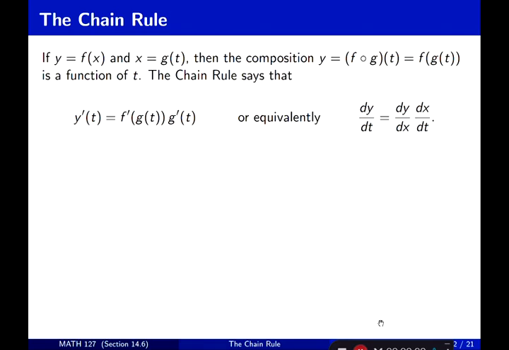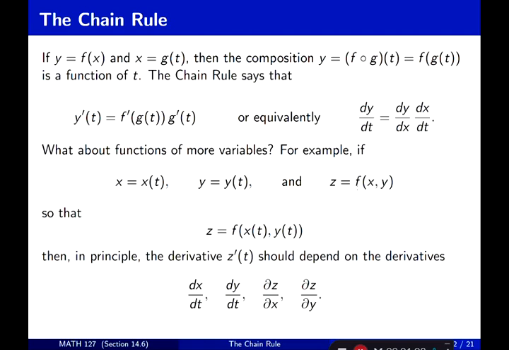So let's do a quick review of the chain rule from calculus of one variable. If y is equal to f of x and x is equal to g of t, then the composition y equals f of g of t is a function of t. The chain rule says that y prime of t is equal to f prime of g of t times g prime of t, or equivalently, dy/dt is equal to dy/dx times dx/dt.